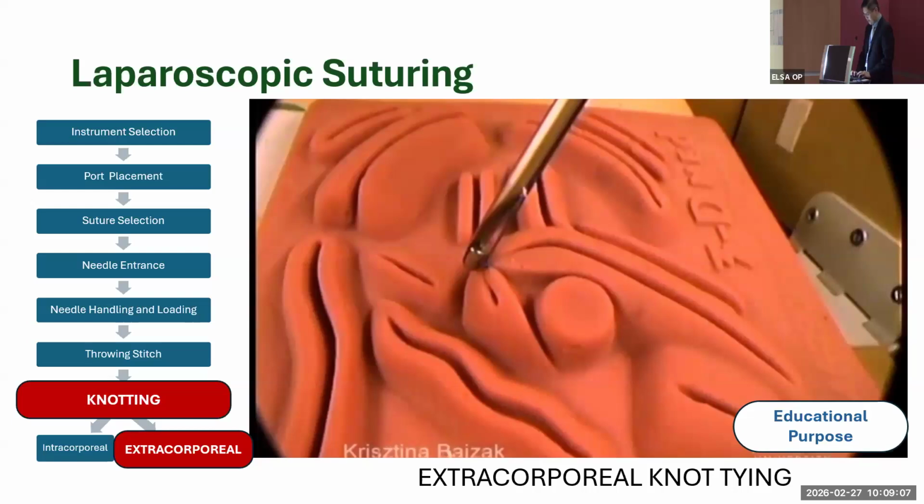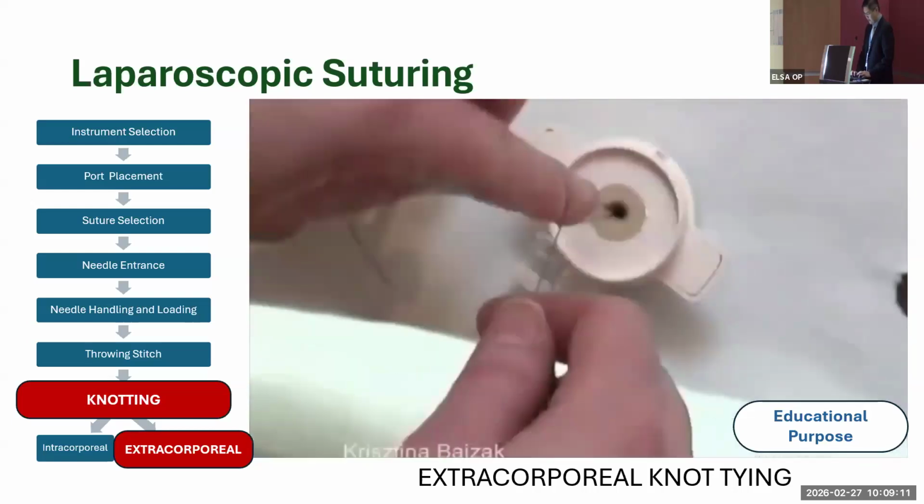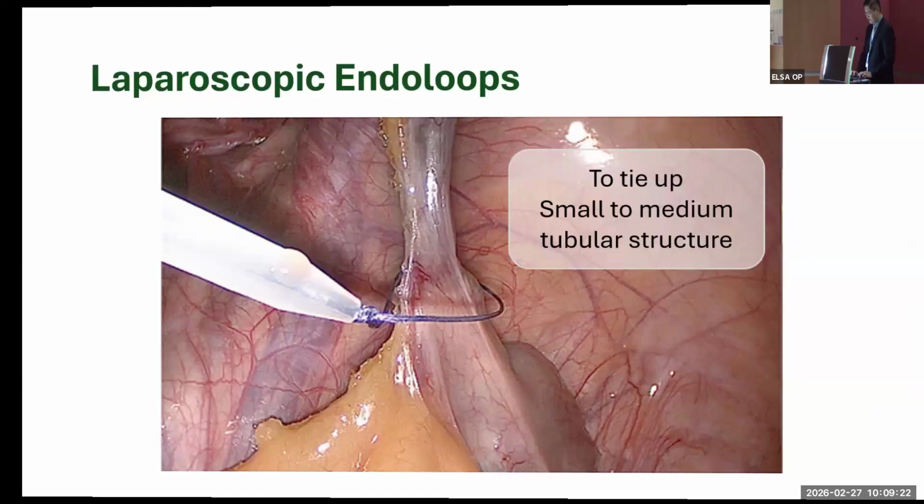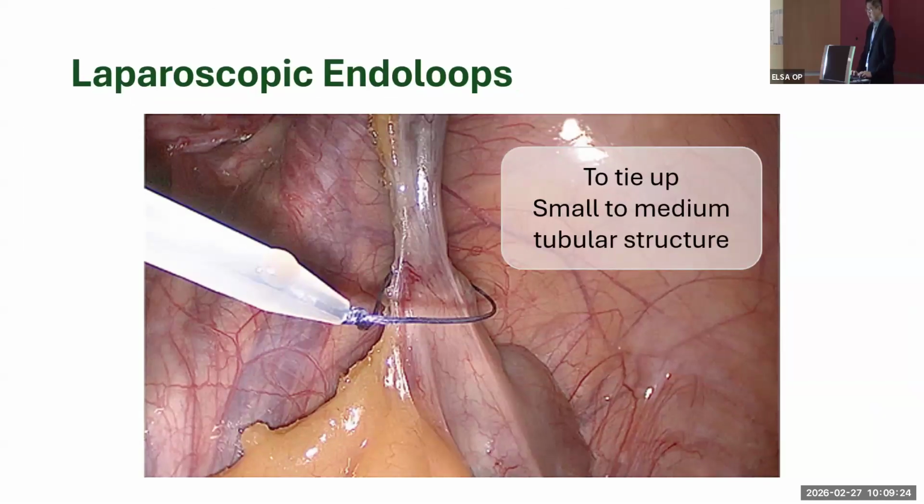Do an extracorporeal knotting. So before I move on to the next one, I want to emphasize here is about laparoscopic endoloops. It's a very useful loop that we use to tie up all these small to medium tubular structures without needing you to do any suturing.